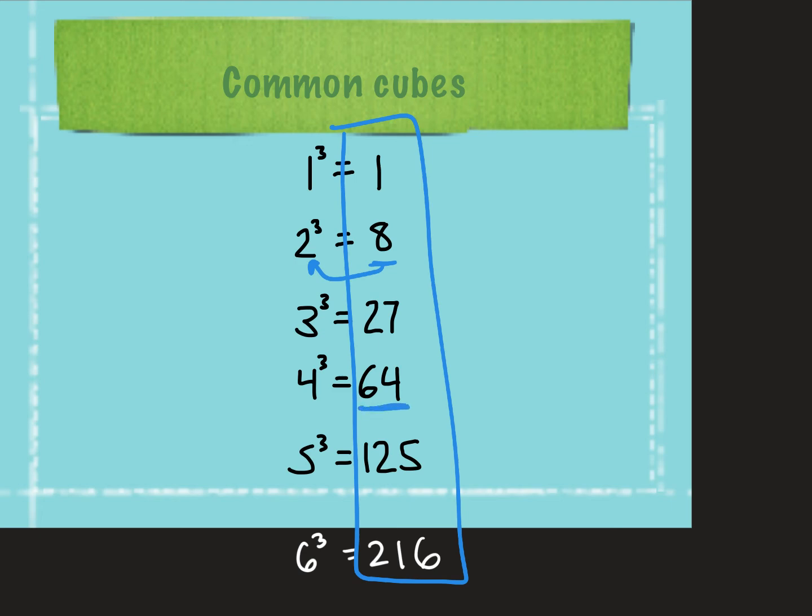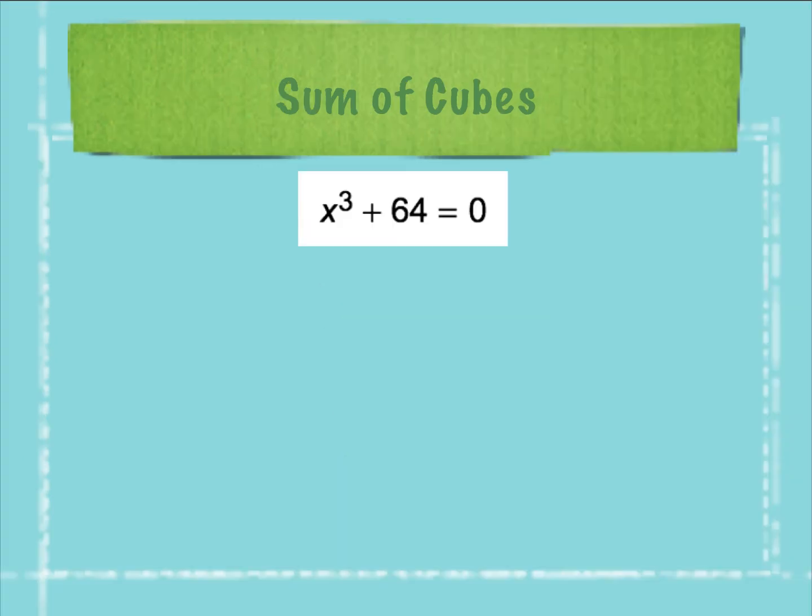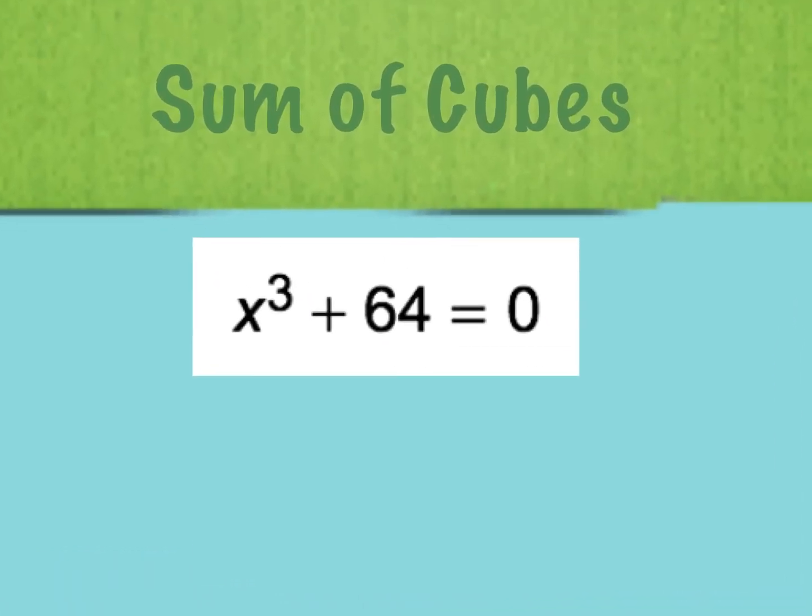If we had 64, 64 comes from 4 cubed. So we just have to know where they came from. What cubed gives us that number? So let's look at our first example. This is sum of cubes. So I'm using the sum of cubes formula.